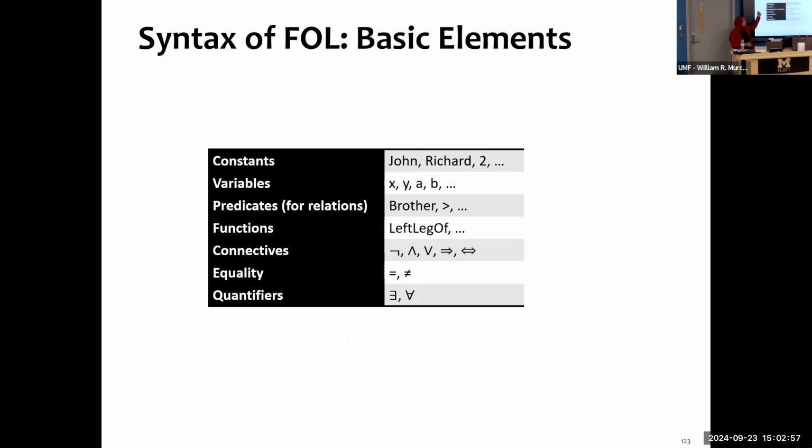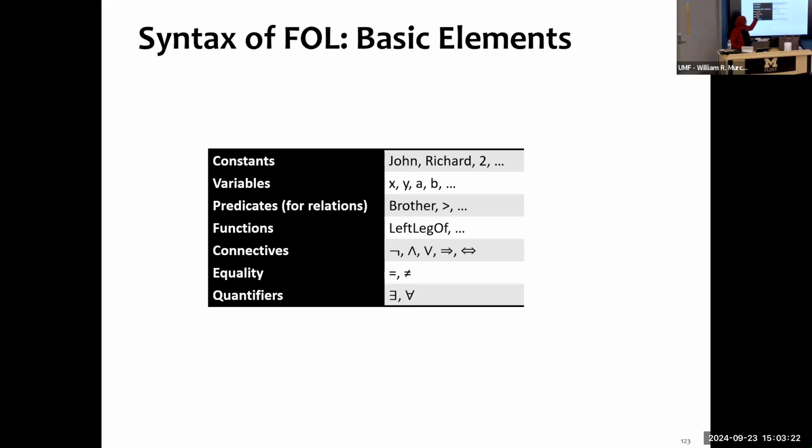Our constants in this case are John and Richard and so on. Variables, we can denote by X, Y, or A, a variable that may take different values. If I have only John, that is a constant. If I have only Richard, that is a constant. But if I say X could be John or Richard, it's a variable that may take different values.